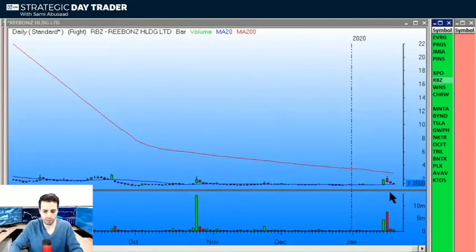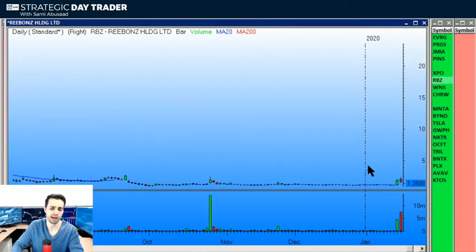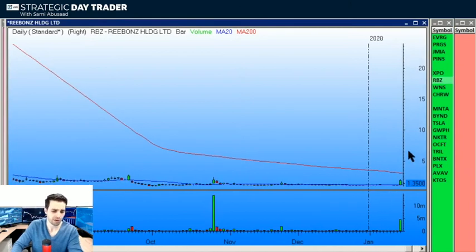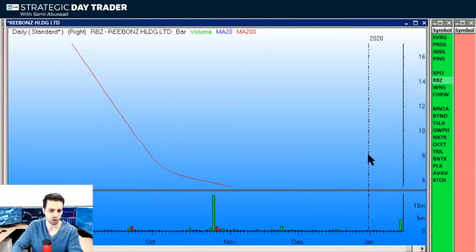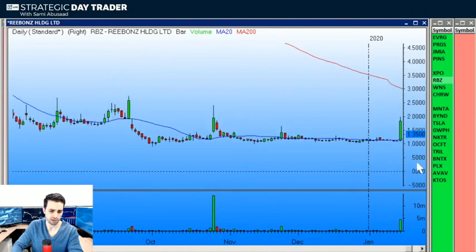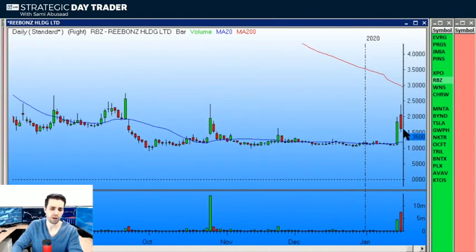Next on the list is RBZ, and this is like the JMIA. Printed a big green bar. The chart is very squished, so you'd have to kind of open it up to see. Printed a huge green bar, and then the next day gapped up. That's novice, because it's far from the 20, already a huge green bar.